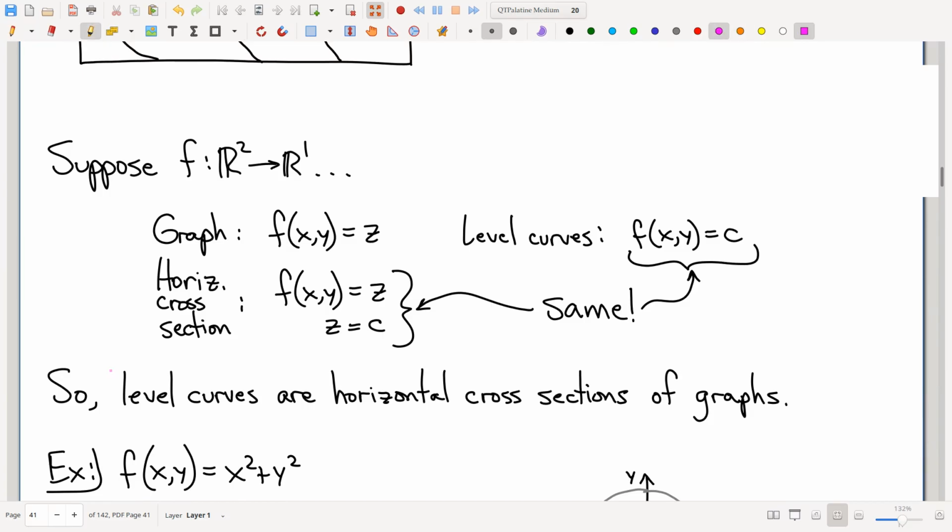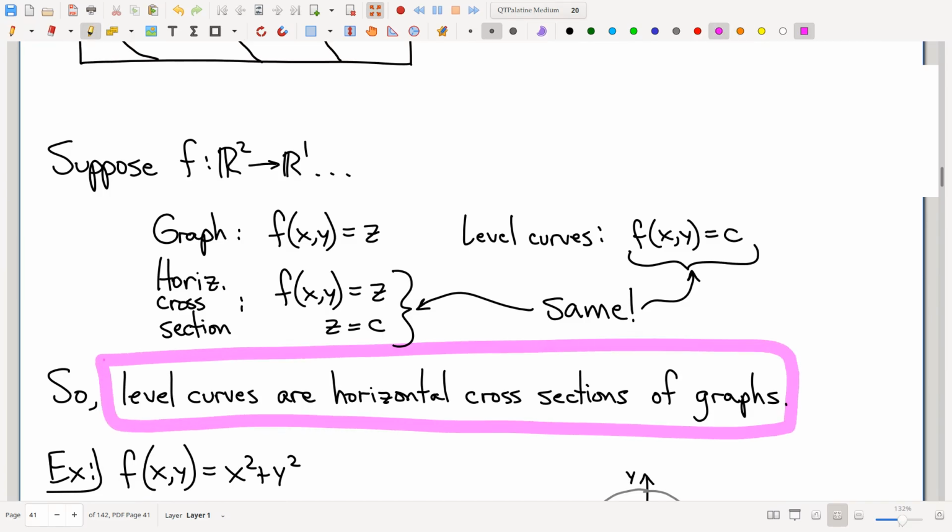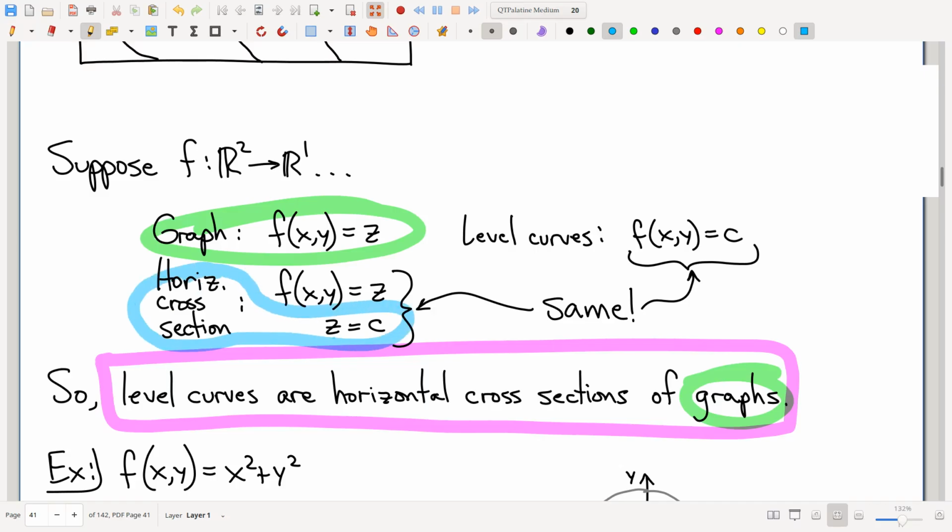Here we go. Level curves are horizontal cross sections of graphs. It's nice and pithy. There's quite a bit going on in that sentence, so let's think about it. What are we looking at there? Well, if I take a graph, that's what a graph is. A horizontal cross section of that graph would be the act of saying, well, horizontal cross sections like this. I want to look at points at a particular value of z. In other words, I want to set z equal to a constant.